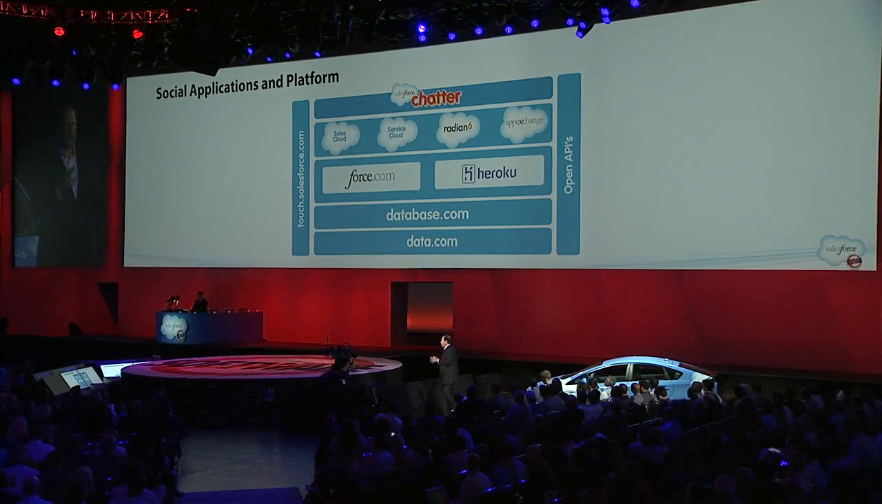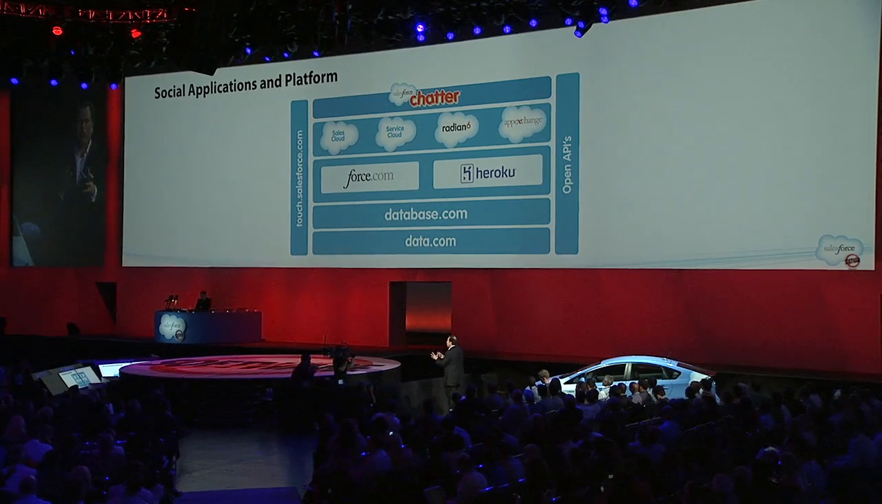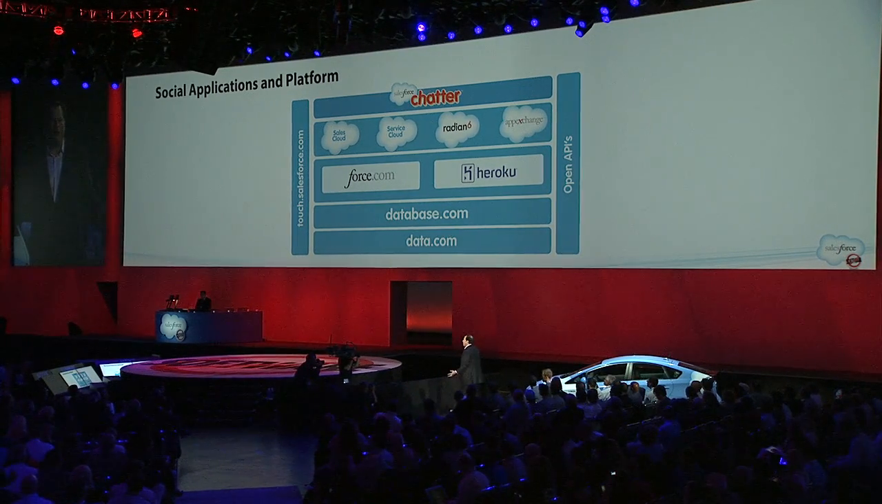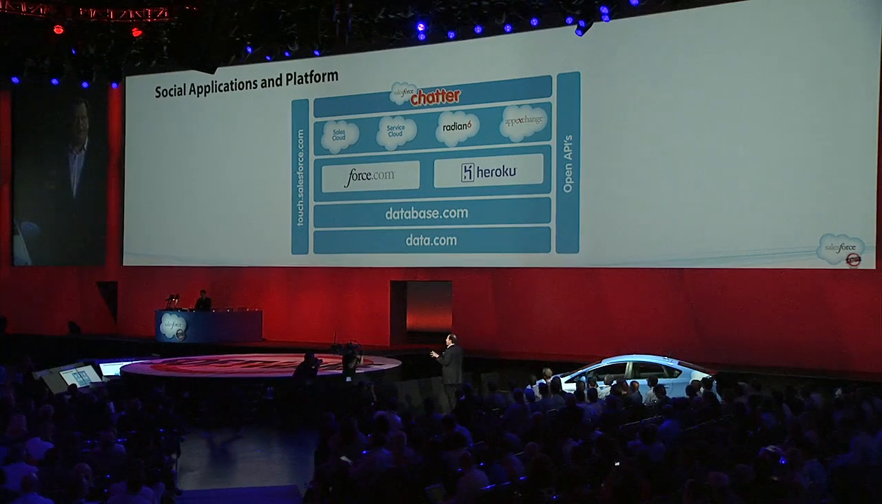Data.com, Database.com, our core platforms, Force.com and Heroku, our Sales Cloud, our Service Cloud, Radian6, our AppExchange with 1,200 apps, Chatter, Touch, open APIs. This is our core architecture. And this came from this transformational work with Toyota. Amazing. That is amazing. And this is how we laid it out.